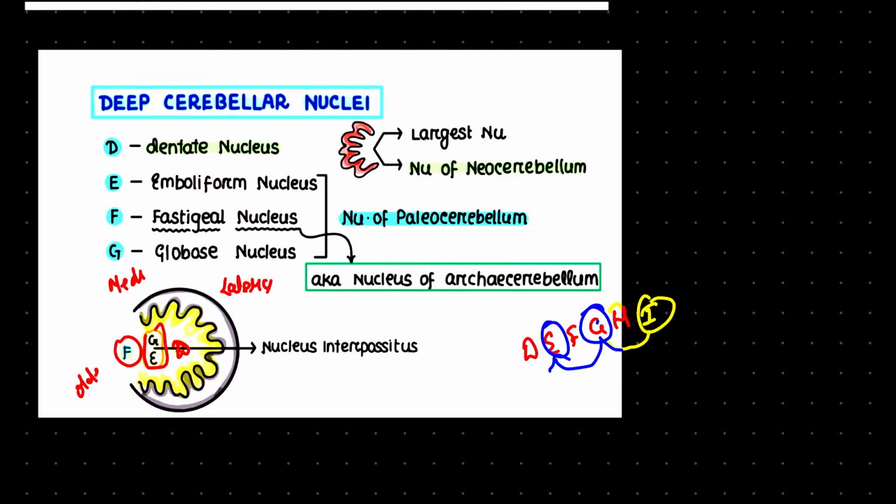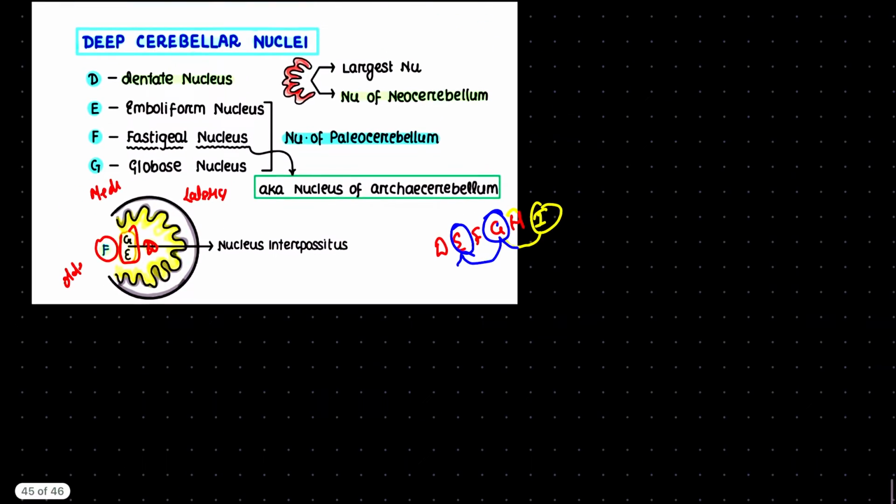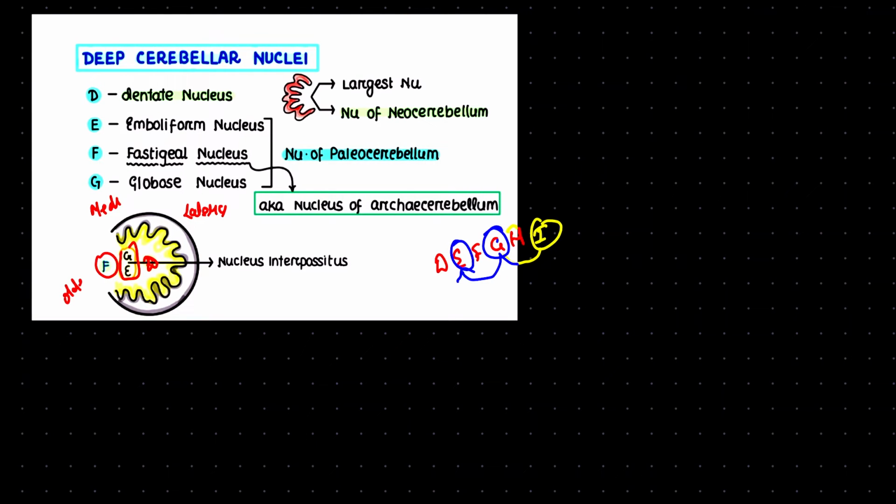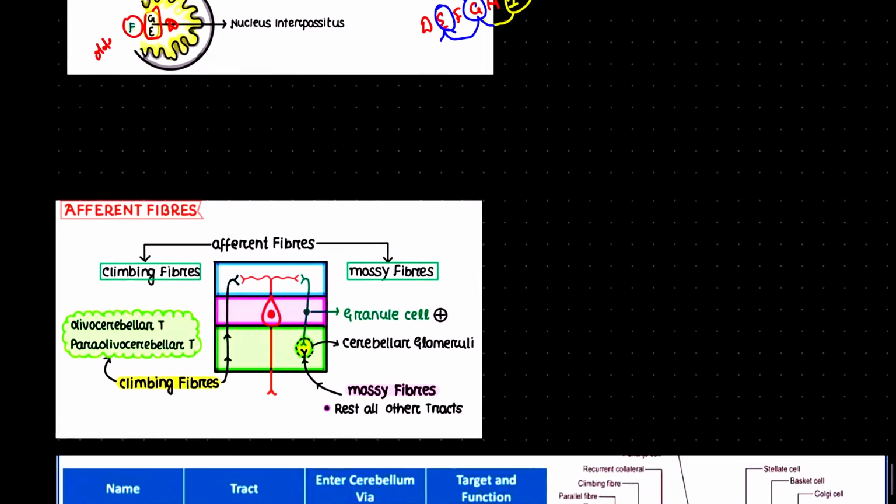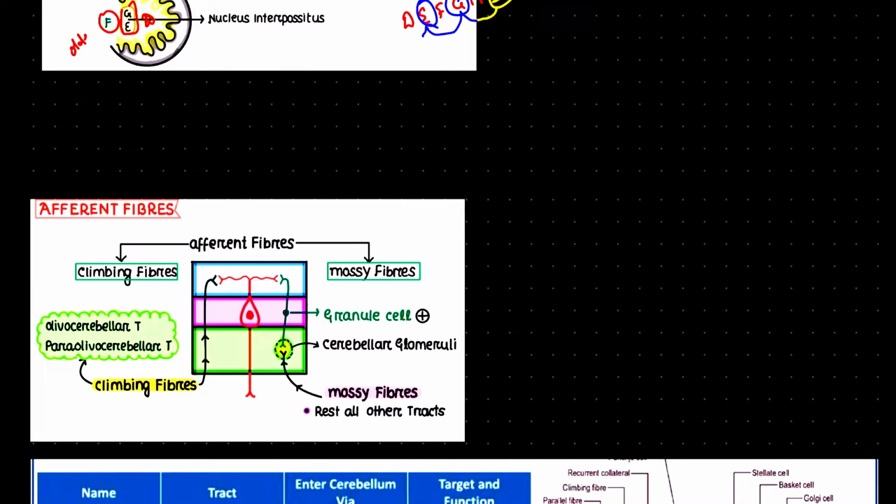Now further we'll talk about the afferent fibers. There are two types of afferent fibers, the climbing fiber and mossy fiber. What are these afferent fibers? These bring information into our cerebellar cortex. This is our cortex region, and below this we have white matter. The fibers that carry information from the white matter into the cortex region are our afferent fibers.